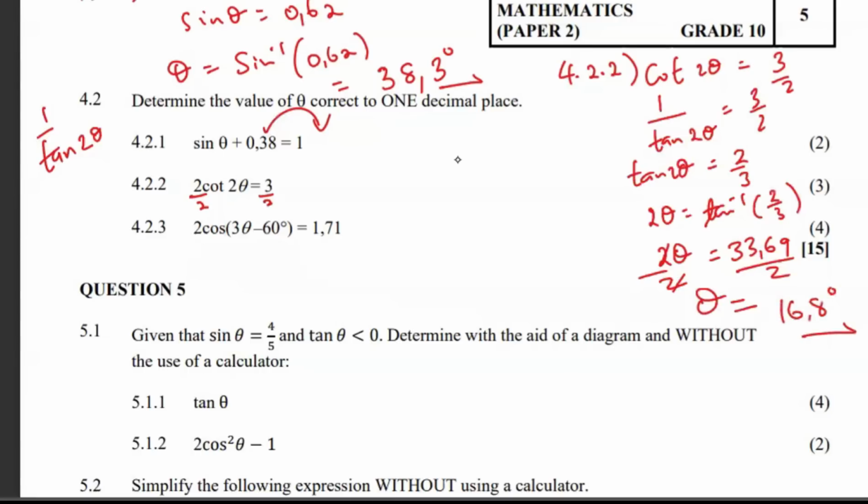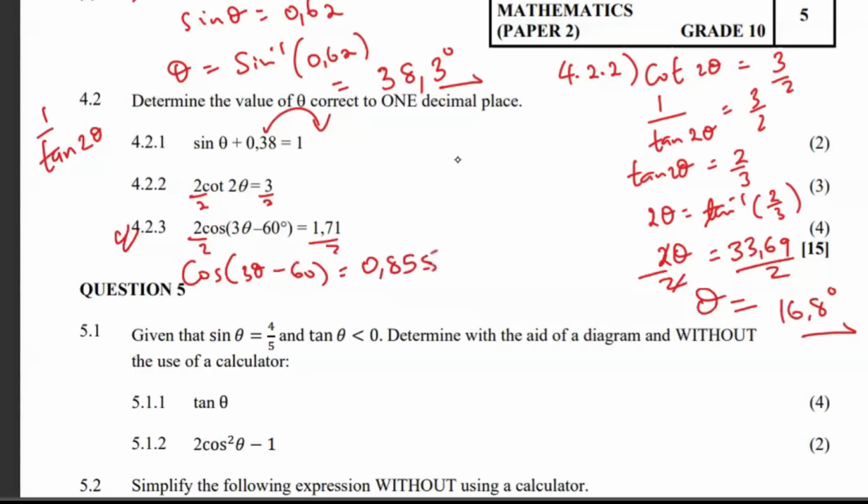16.8 degrees. All right, then 4.2.3, divide both sides by 2 so that the cos is on its own. So cos of 3 theta minus 60 is going to be 1.71 divided by 2. We get 0.855.